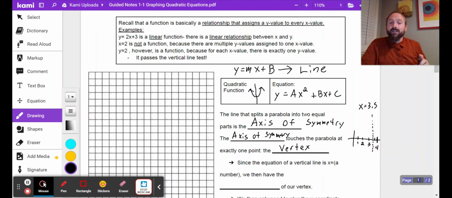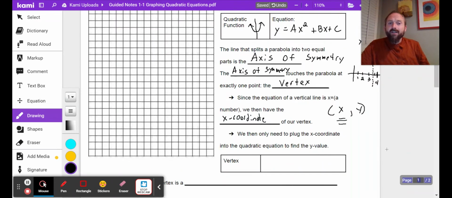Since the equation of a vertical line is x equals, for example, this one, 3.5, we then have the x coordinate, or the x value, of our vertex. So let's write that in. X coordinate. So that's this part right here. We then only need to plug the x coordinate into the quadratic equation to find the y value. So that's pretty much this right here. Let's draw it in for you.